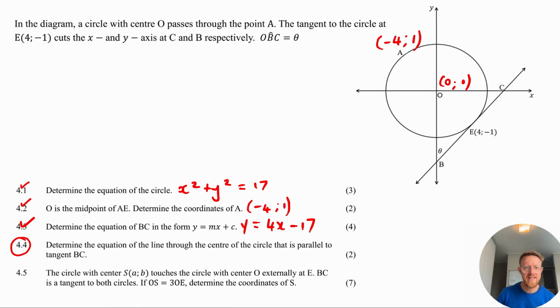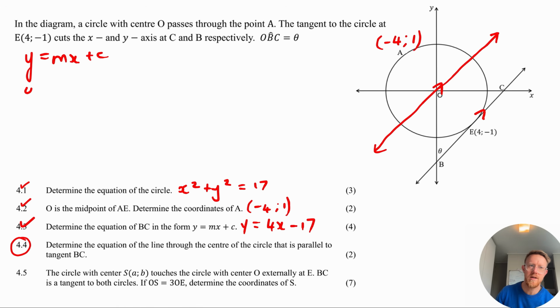This question says, determine the equation of the line which is through the center of the circle and is parallel to the tangent. Okay, very straightforward. So it's through the center, there's the center, and it's parallel to this line, so it's just going to do something like that. We know that parallel lines have the same gradient. So we know that this is a straight line, y equals mx plus c, and its gradient is going to be the same as this one's gradient, which we already found was 4.